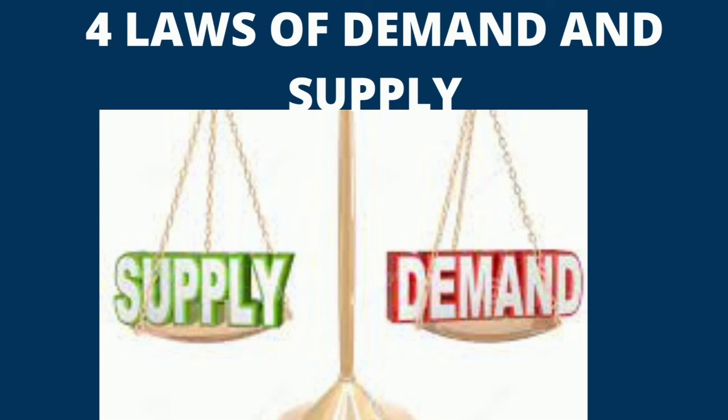The 4 laws of demand and supply. The following are the 4 laws of demand and supply. 1. The lower the price, the higher the quantity demanded. 2. The higher the price, the lower the quantity demanded. 3. The lower the price, the lower the quantity supplied. 4. The higher the price, the higher the quantity supplied. This is a summary of the laws of demand and supply.